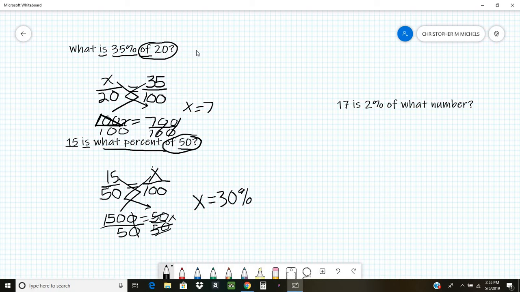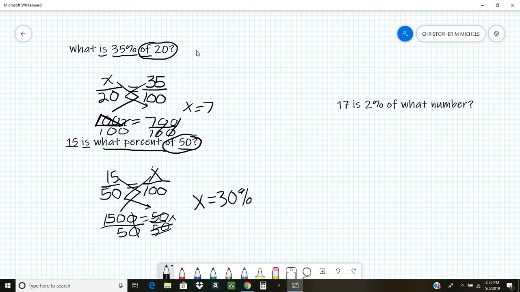Again, I use the halfway mark as my benchmark. Okay, what's half of 50? That's 25. Well, we have under 25, so we have under 50%. There are all different ways you can figure it. I just use 50. A lot of people use 10% because 10% is really easy to figure of a number.